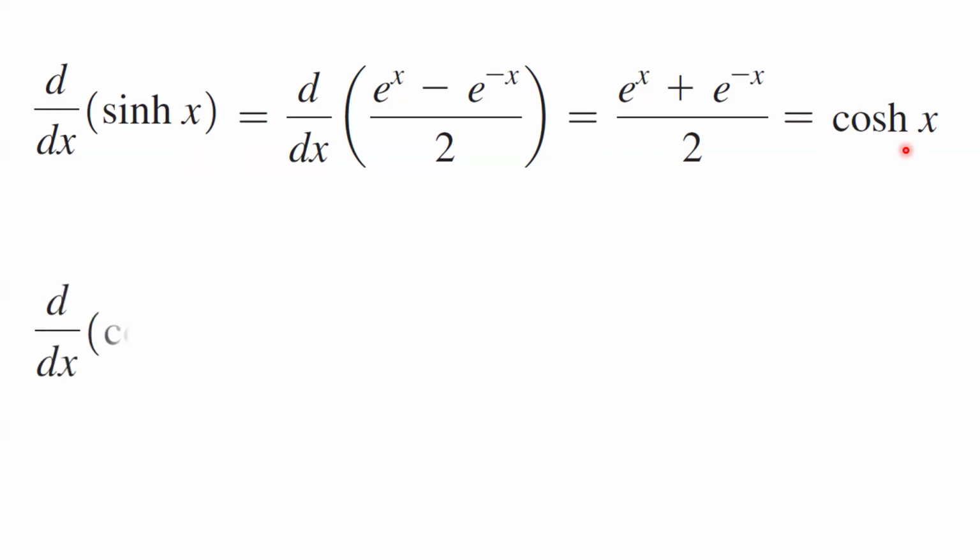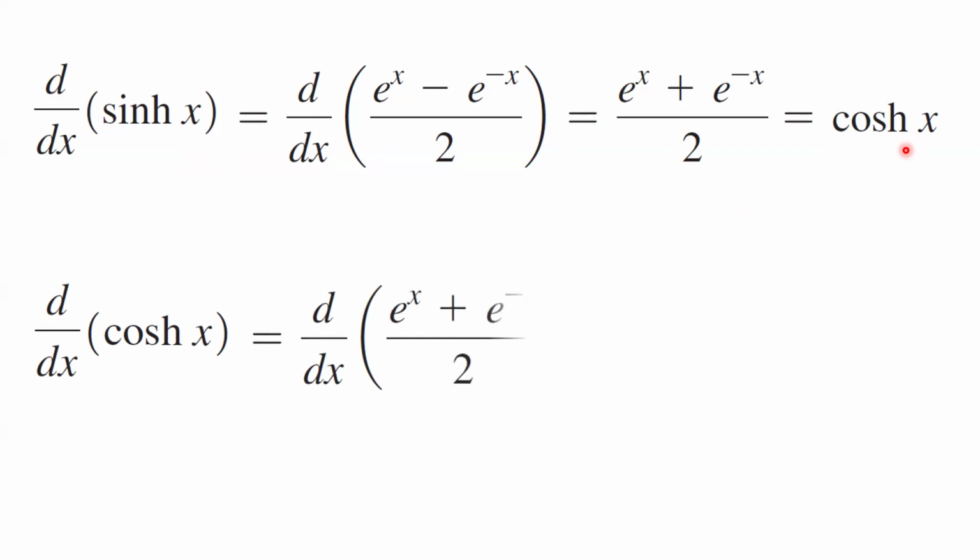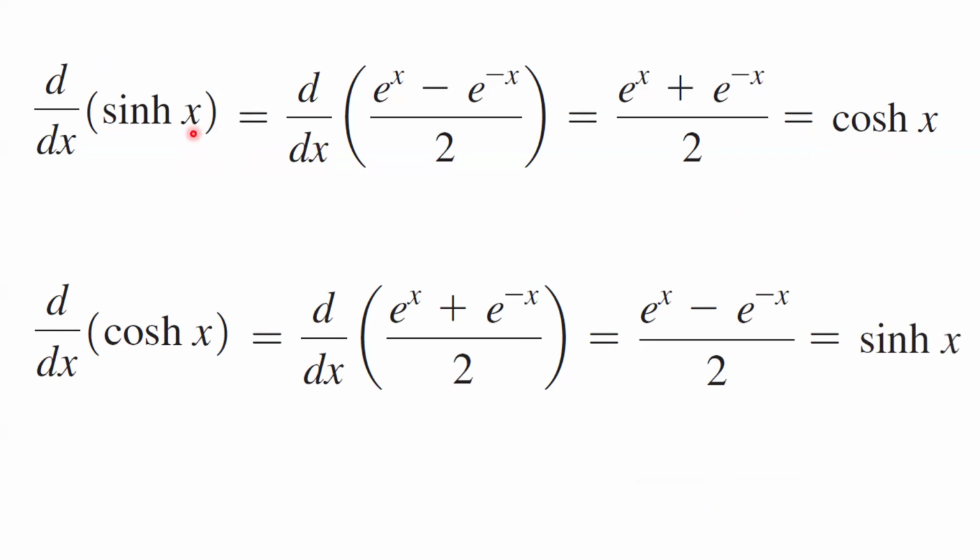Now, if we take the derivative of hyperbolic cosine, what is the expectation? Let's see. It's equal to the derivative of e to the x plus e to power minus x divided by 2, which is e to the x minus e to power minus x divided by 2. And as you remember, this is the definition of hyperbolic sine. So the derivative of hyperbolic sine is hyperbolic cosine, and the derivative of hyperbolic cosine is hyperbolic sine. There is no negative sign involved.